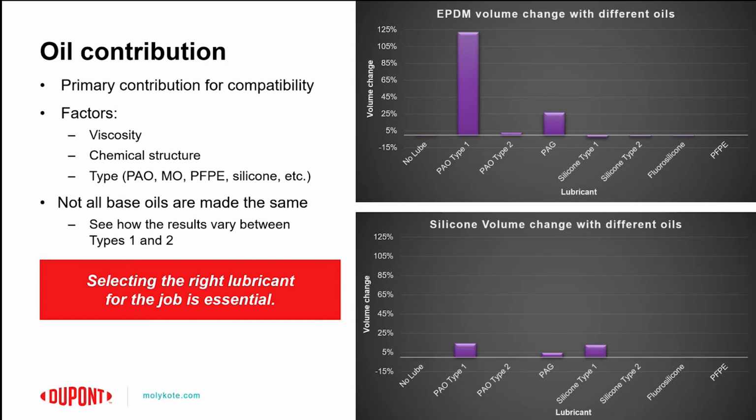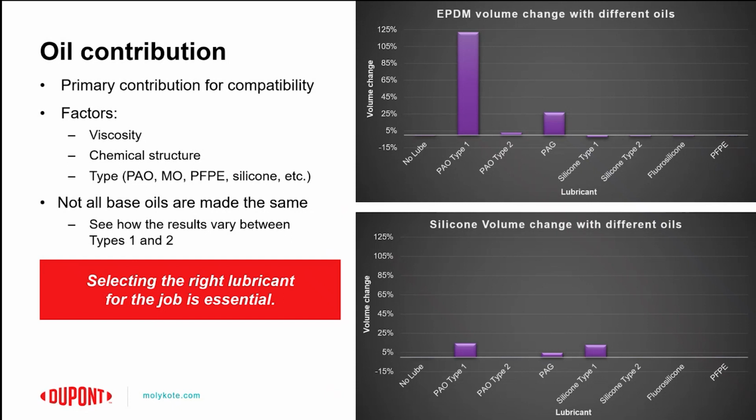So looking at the oil contribution, it does appear to be the primary contributor to elastomer compatibility. Many factors seem to play a role: viscosity, the chemical structure, primarily the type though. So polyalpha olefin, mineral oil, PFPE, silicone, etc. Not all base oils are made the same, and I highlight that in these charts.